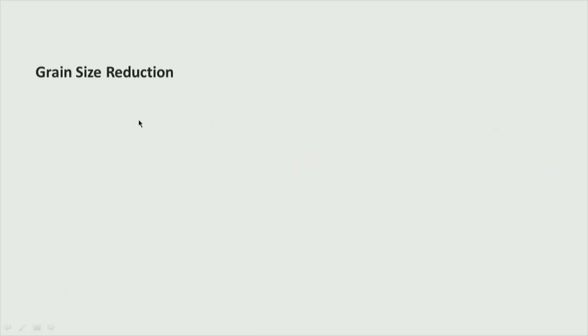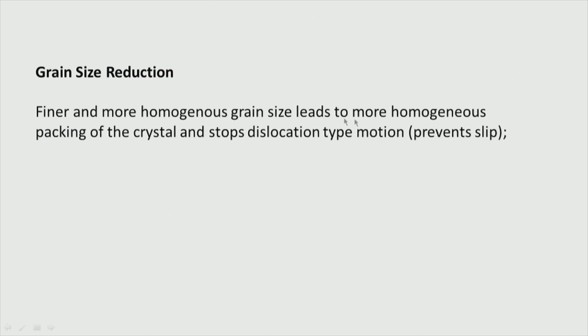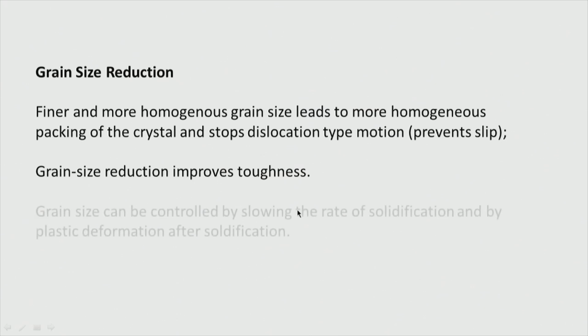Okay. Grain size reduction, like I said, grain boundaries are formed because as the crystal grows from different directions, they collide, and then there are grain boundaries that are formed. So ideally, smaller the grain size, stronger will be the particular crystal. Finer and more homogeneous grain size leads to more homogeneous packing of the crystal, and it stops dislocation type movement. That means it will prevent a slip of each crystal. Okay. So it improves the toughness. So ideally in metals they like to try to reduce grain size.